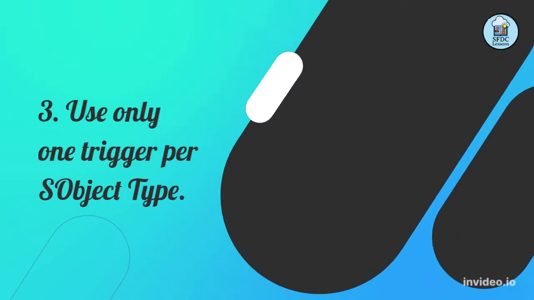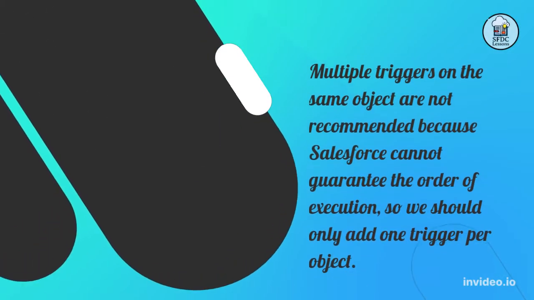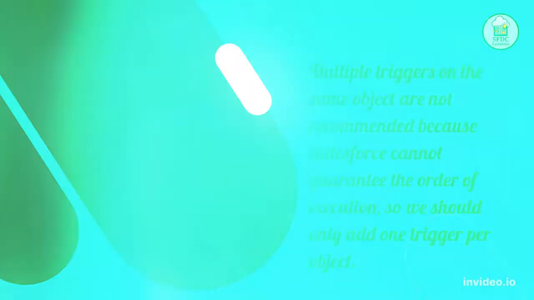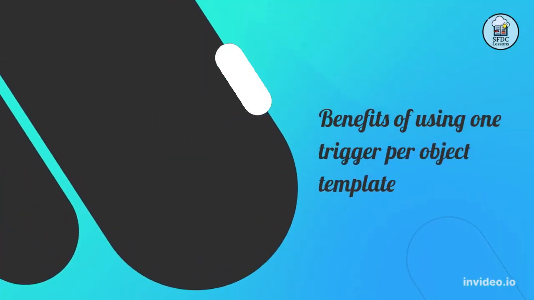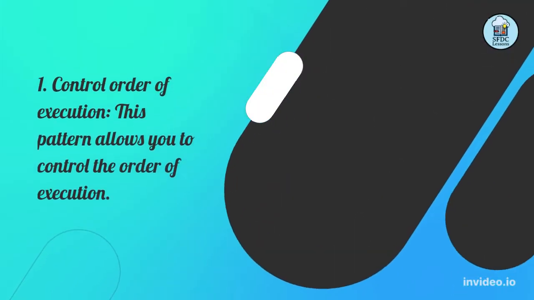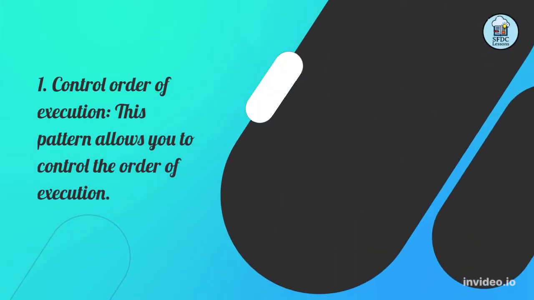Number 3. Use only one trigger per sObject type. Multiple triggers on the same object are not recommended because Salesforce cannot guarantee the order of execution, so we should only add one trigger per object. Benefits of using one trigger per object template. This pattern allows you to control the order of execution.